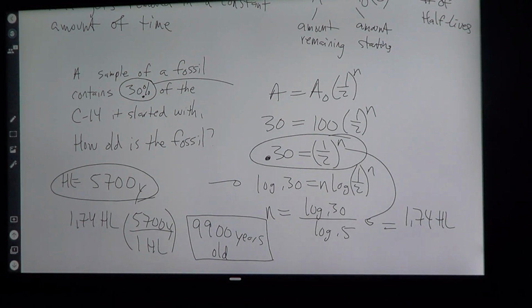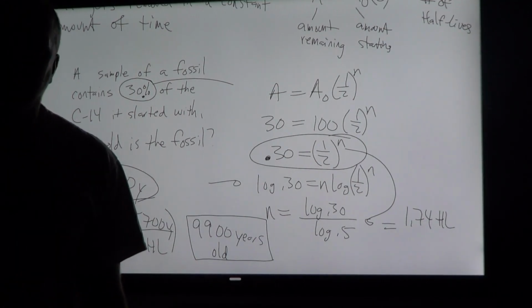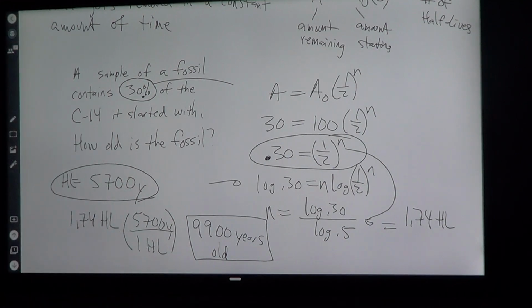If you want to go back to dinosaurs in the millions of years, we then bump up to potassium-40 because the half-life of that is actually measured in millions of years. So we're able to be within our 10 half-lives to get as accurate data as we possibly can.